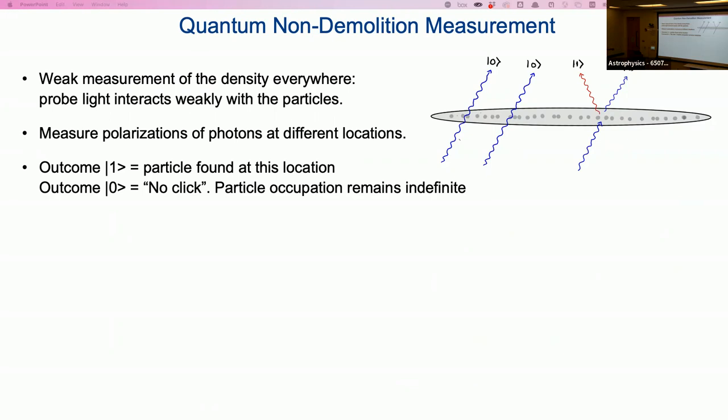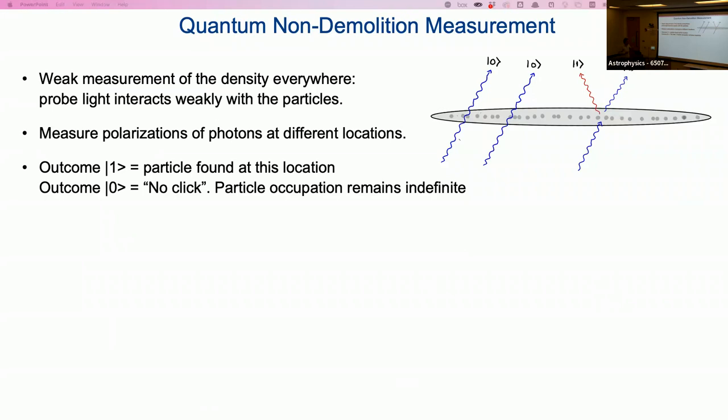So when you get zero, I call it no kick, it means that either there was no particle there, or because the rotation was so small, you basically still found yourself in the zero state. There is very high probability of that. So a particle rotation after a zero state, a no-kick state, remains indefinite, just maybe slightly biases you towards knowing that there is no particle there, but only slightly.